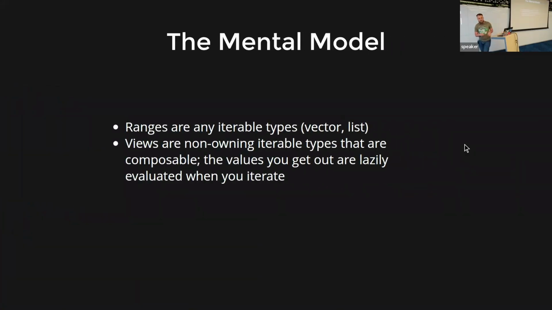So we'll start with the mental model of ranges. This is my summary. Ranges are iterable types: vectors, lists, your tree thing that you implemented iterator on. Iterable types are things you can call begin and end on, and get something you can increment and dereference. We work in a duck-typed language. This is how it works. Views are non-owning iterable types and are composable. Think of a struct with a pointer in it that you can also call begin and end on, and it'll do something useful.